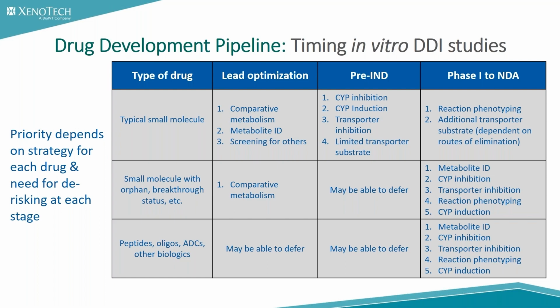By this point, you probably have some data on the route of excretion, so follow up with any other additional transporter substrates that haven't been done yet. And at this point, have a full in vitro package. Now, this might be a different approach that someone takes for a small molecule with orphan or breakthrough status, where many of these study types might be pushed back much later in the process towards the NDA.